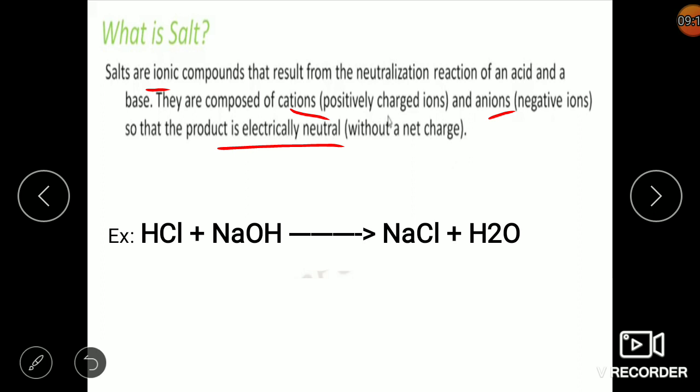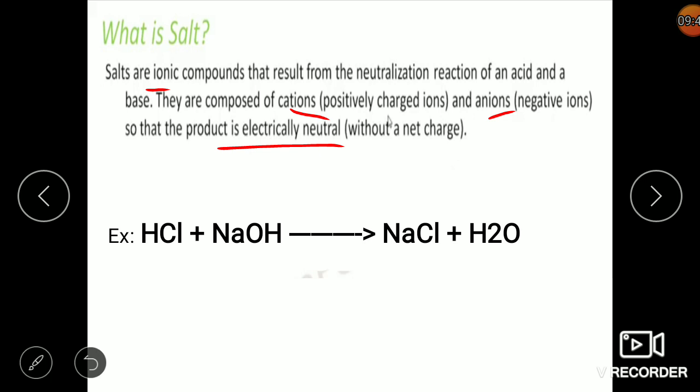So salts are what? Salts are the ionic compounds that are formed from acid base neutralization reaction. In salt we get one cationic part and one anionic part. And what is the overall charge on salt? 0. Okay, they are electrically neutral. There is no charge on salt.